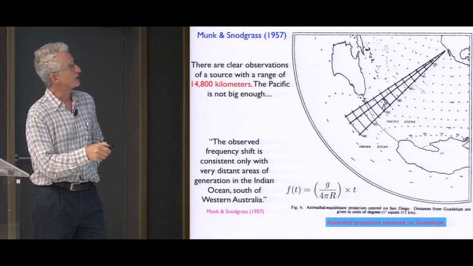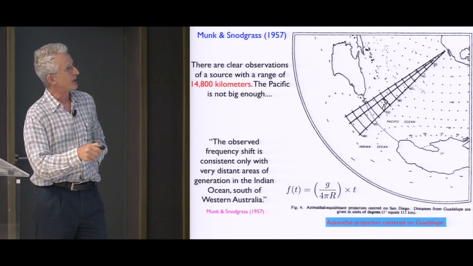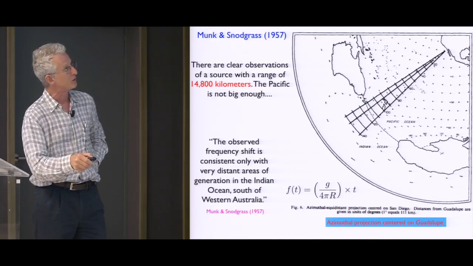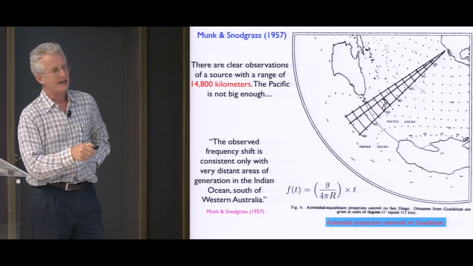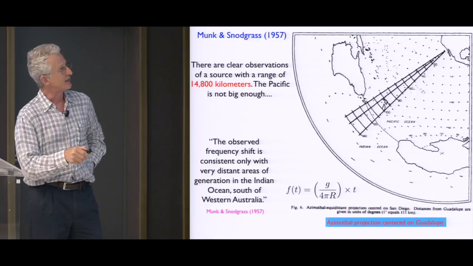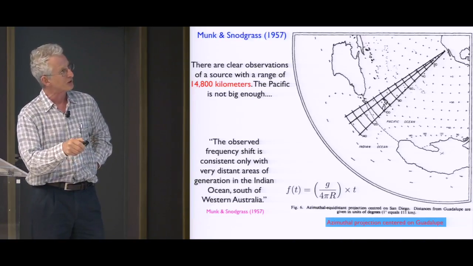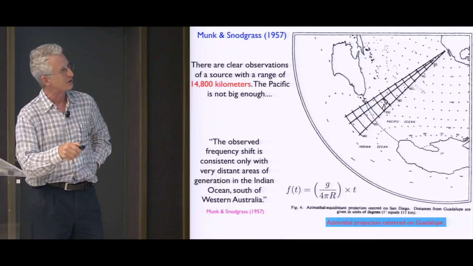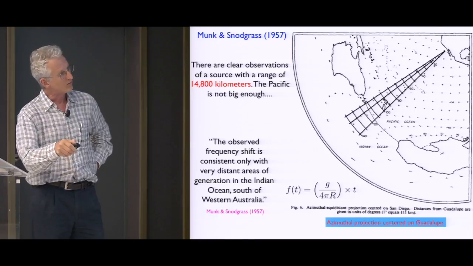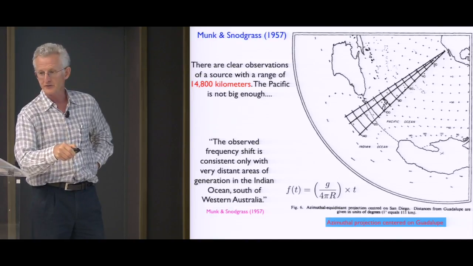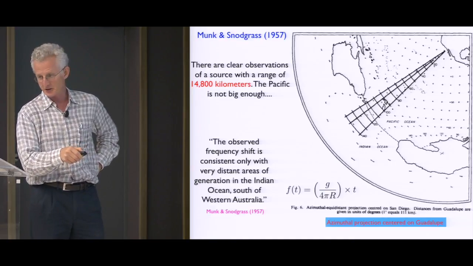So with the formula for the range, Munk and Snodgrass in 1957 inferred they were seeing waves on the beaches of Guadalupe Island from 14,800 kilometers away. Now, the trouble with that number is that it's too big for the Pacific Ocean. That is, if you actually draw a great circle at a range of 14,800 kilometers, there's only a very narrow set of places which remain in the ocean where those waves could have come from at that range, and that's actually south of Australia in the Indian Ocean, okay?